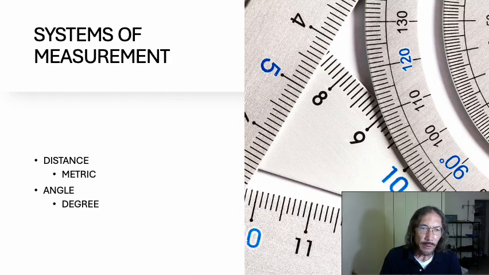One system of measurement is going to use distance, and more specifically metric. The other one, angle and degree. These two systems I'm going to coordinate on a graph and join them, merge them together at an xy intersect, 0.